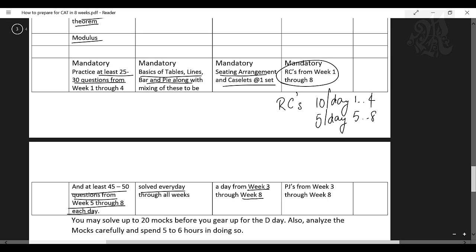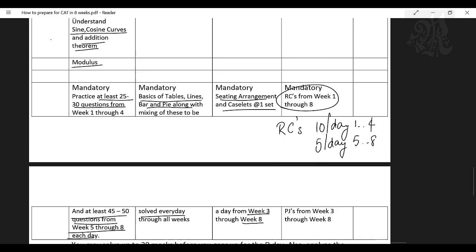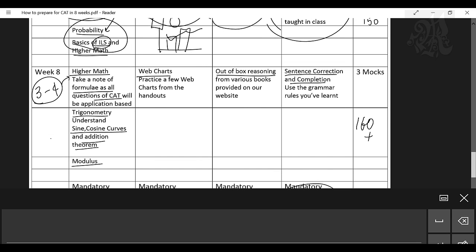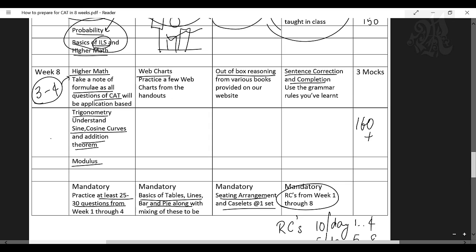If you prepare according to this schedule, I'm sure by week 8 your score will reach somewhere around 160 plus odd marks, and that's what we need. Along with a little more strategy implemented, you can actually get a top B school call this year in CAT. So all the best for your CAT 16 preparation.